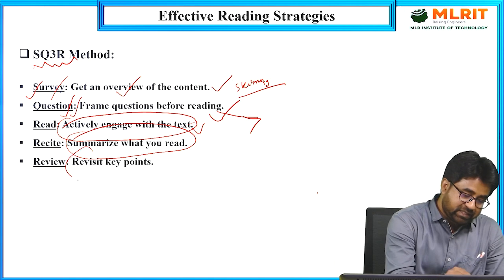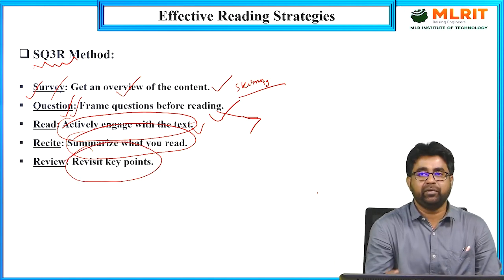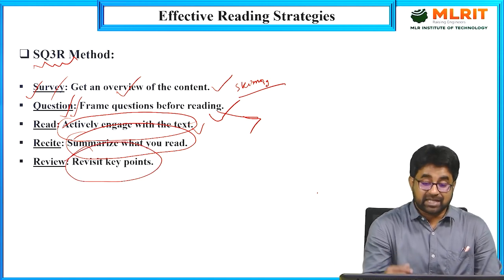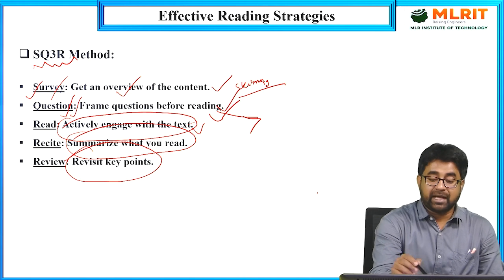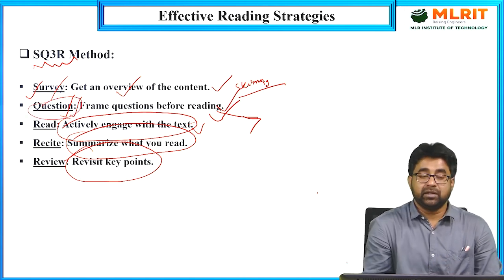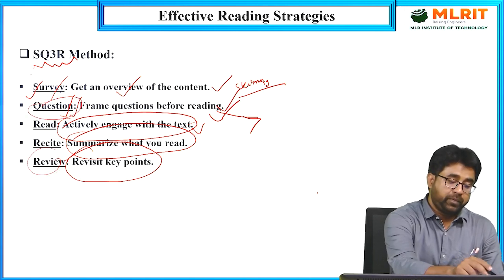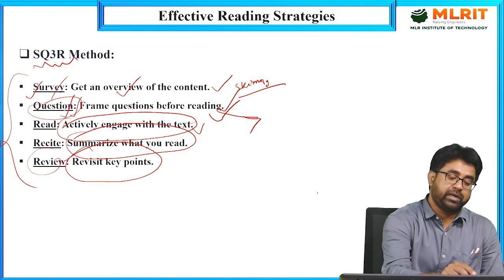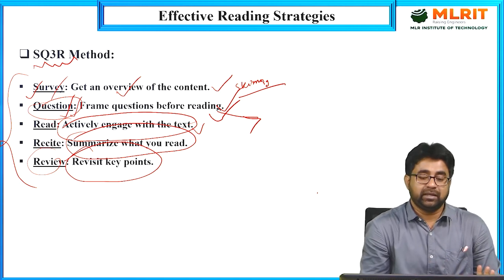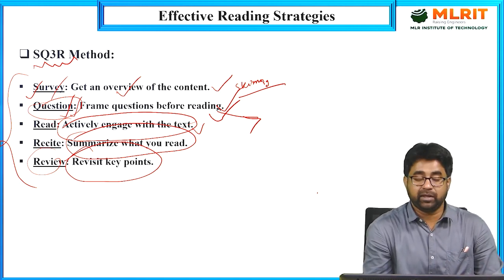And then the last step, what do we do? Revisit the key points. We review our understanding. We check our answers, like the answers that we found for these questions. So that is nothing but review. While reading something, we can follow these 1, 2, 3, 4, 5 steps. That can also make our reading really effective.